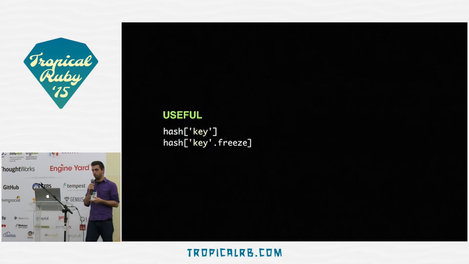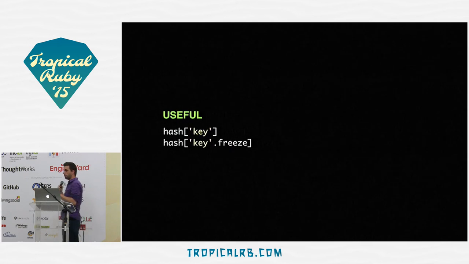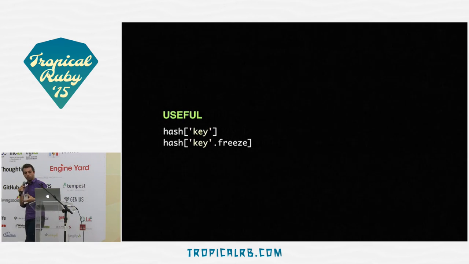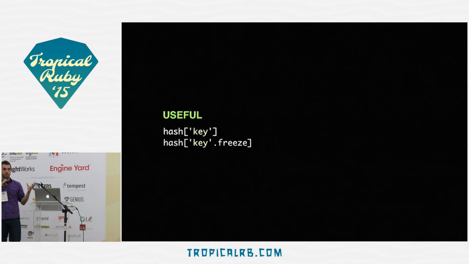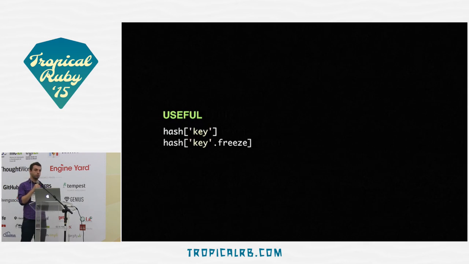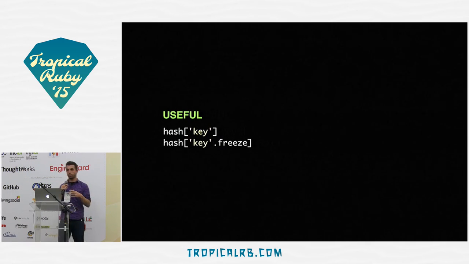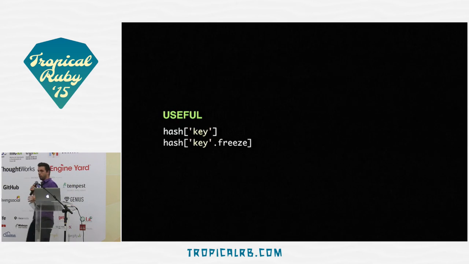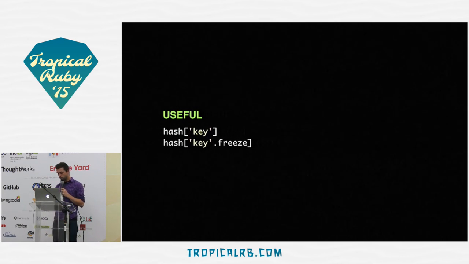Now, this is pretty useful. In the future, this will become less useful because there will be, has everyone heard about this magic comment that will essentially turn on string freezing wherever it can be done? This will become less useful over time, but this is a useful way to make sure that when you're accessing a hash, you don't end up creating new strings just for accessing the hash. So if you're going to be using a constant key over time, you can actually freeze the key and save yourself the memory allocation that would have to happen on every request or on every iteration for creating the key.